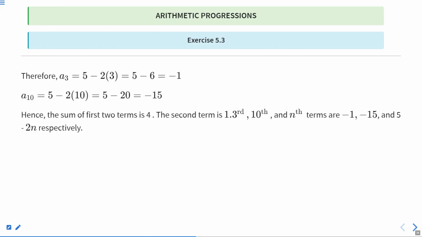Therefore, A3 is equal to 5 minus 2 times 3, which is equal to 5 minus 6, which is equal to minus 1. And the 10th term A10 is equal to 5 minus 2 times 10, that is equal to 5 minus 20, which is equal to minus 15. Hence the sum of first two terms is 4, and the second term is 1, and the third term, 10th term, and nth term are minus 1, minus 15, and 5 minus 2n respectively.